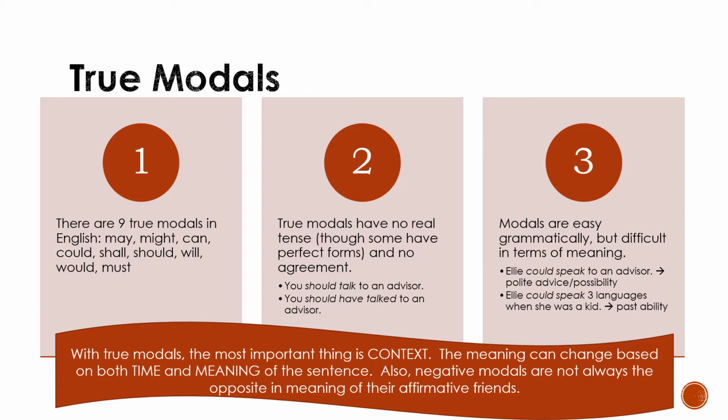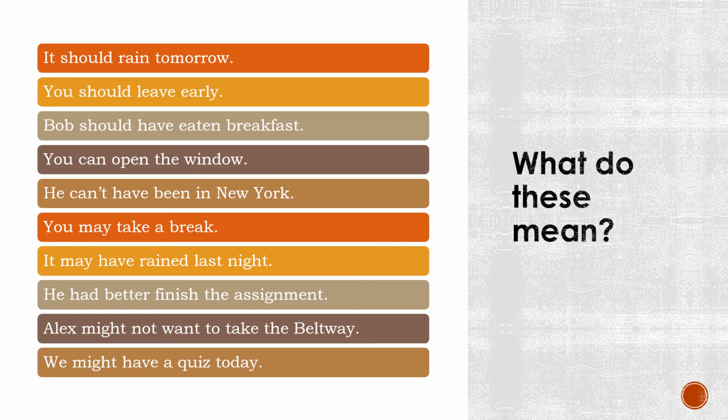So again, when we're doing our modals, we're going to have to learn all these different meanings and contexts. With true modals, the most important thing is context. The meaning can change based on time and meaning of the sentence. Another thing that complicates modals is that negative modals are not always the opposite in meaning of their affirmative friends. So a lot of things to keep in mind as we're going through.